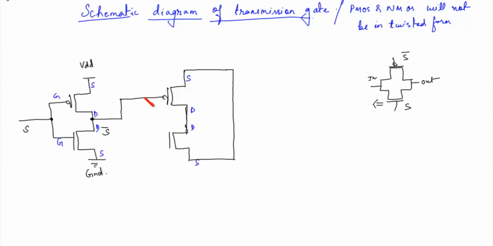I could have taken a poly here. So you can see this is a metal layer, this is a poly layer. So we'll need a poly contact over here. This is a point where in the layout you'll need a poly contact. And this gate is connected to S.